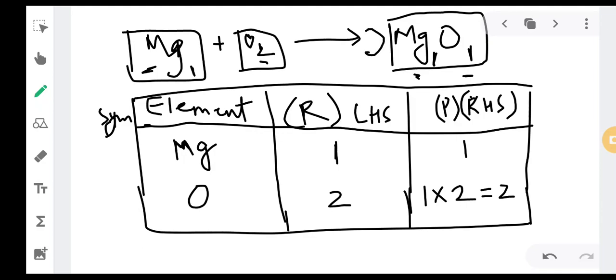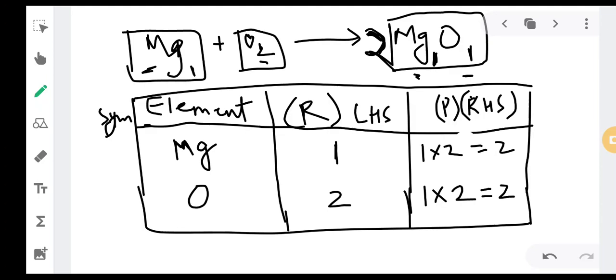Suppose you multiply 2 to this whole product. Now what is happening? Over here in the right hand side, there was 1 atom of magnesium. We have multiplied the whole product with the number 2, so our 1 magnesium atom has become 2 in number. So now our magnesium atom has also increased, since we cannot just increase this oxygen, we are multiplying the whole product with 2.